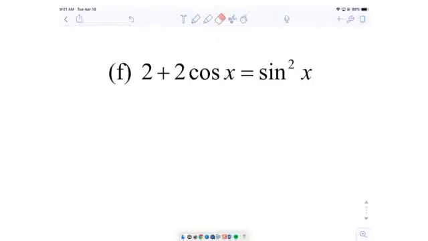Extra credit though for writing a math paragraph for how you decorate. All right, let's look at number F. You're gonna like this one. We have more than one variable term. So when that's the case, we usually get everything on one side. So let's go ahead and do that. 2 plus 2 cosine of x. Red rover, let sine squared come over. Okay, so now it's minus sine squared.